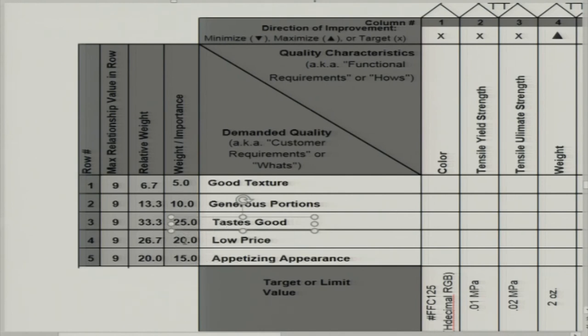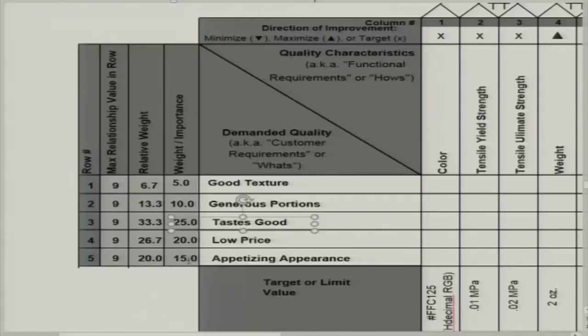What do you expect if you ask a customer that we are going to get you a biscuit or a cookie? They would say it has to taste good. That is the first importance. The second thing is low price. The color and other features come later. The third one is appetizing appearance. It should be good for health and appetizing. Then generous portions, then good texture. So this is the rating. Now this is the weight of importance, this is the relative weight, and this can be used here.